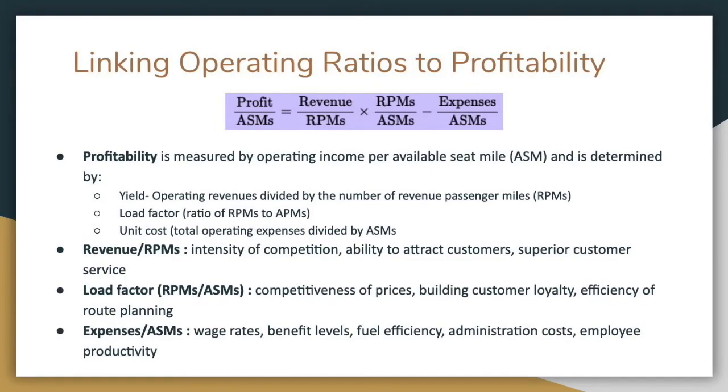Revenue and RPM's main determinants are intensity of competition, ability to attract customers, and superior customer service. Load factors, which are RPMs divided by ASMs, have main determinants of competitiveness of prices, building customer loyalty through quality of service and frequent flyer programs, and efficiency of route planning. The main determinants of expenses in ASMs are wage rates and benefit levels, fuel efficiency of aircraft, administration costs, and productivity of employees. To enhance revenue, several airlines have withdrawn from their most intensely competitive routes, while others have cut costs by increasing employee productivity, reducing overheads, sharing services with other airlines, and reducing salaries and benefits.